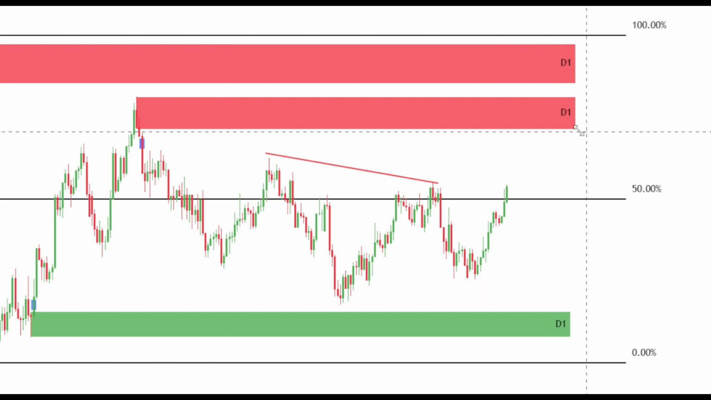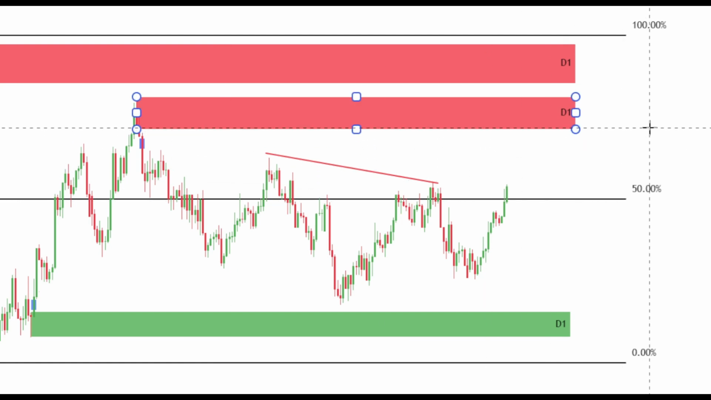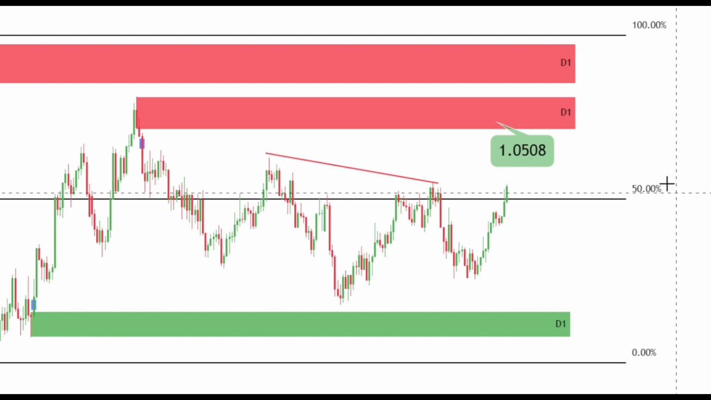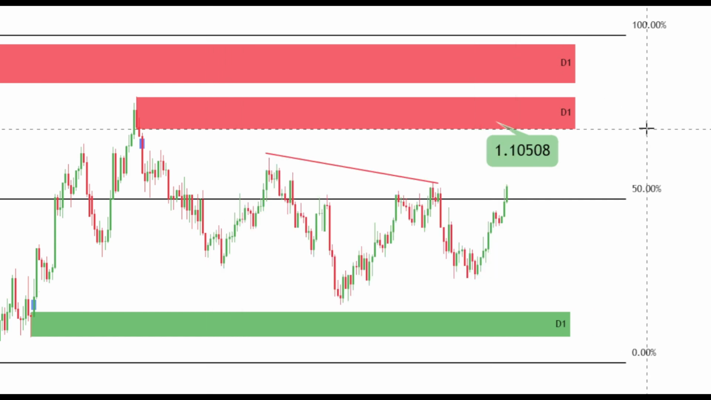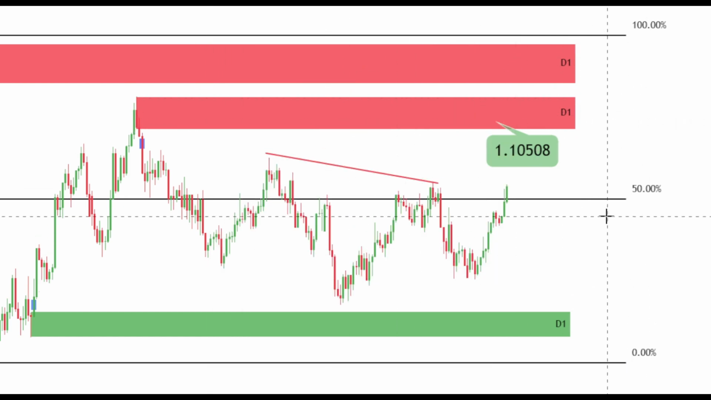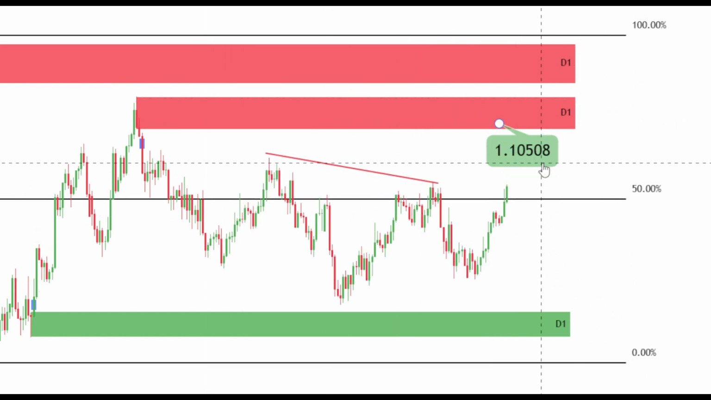So this POI is again marked at 1.105. Well, let me type that in. 1.105. This is the overall narrative. So I am bullish on the euro dollar.